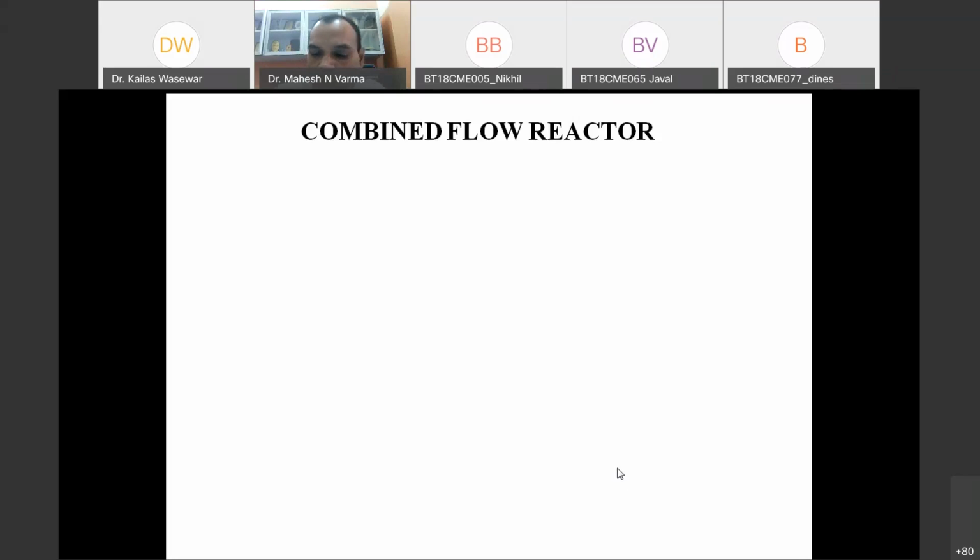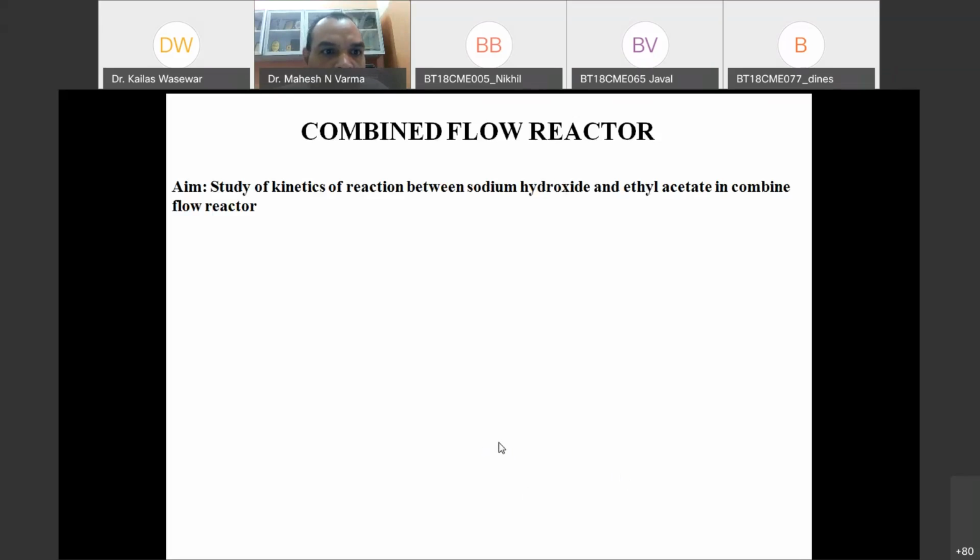So I will start today. We are going to discuss this combined flow reactor. So what is there in combined flow reactor? The aim of this experiment is the study of kinetics of reaction between sodium hydroxide and ethyl acetate in a combined flow reactor. This is the aim of our experiment. This is the first experiment in the CRE lab.